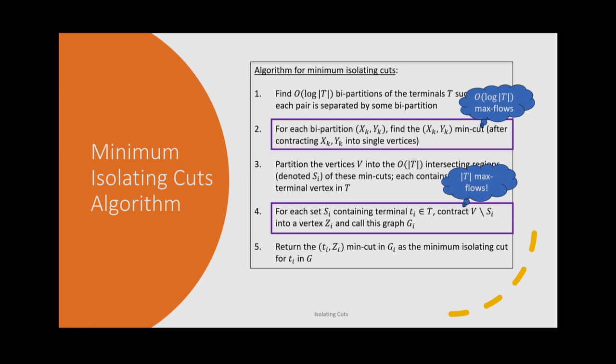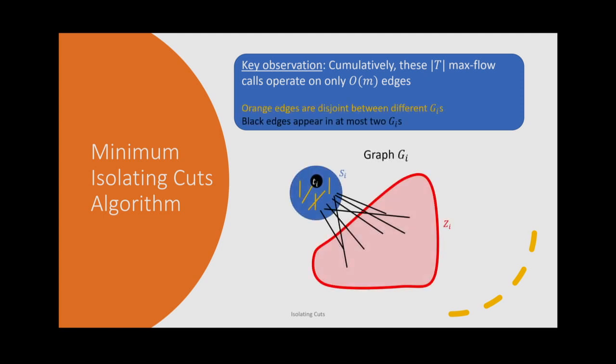Well, what I'm gaining is that I'm not making this second set of min cut calls on the original graph. I'm making it on a carefully constructed contracted graph. So if you look at the graph I'm looking at, this is the kind of graph that I have. I have a set Si that's uncontracted, and then everything outside in Zi is contracted. So what are the edges I'm encountering in this min cut call? I'm looking at these black edges that go between Si and Zi, and I'm looking at the orange edges that are inside Si. Now all these Si's are disjoint.